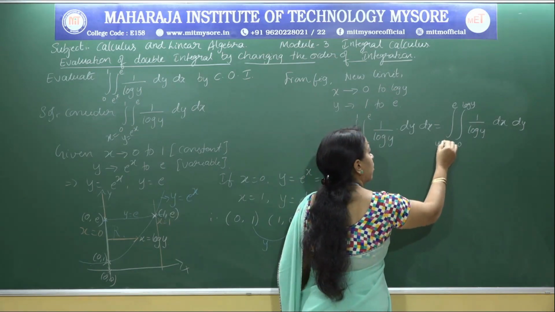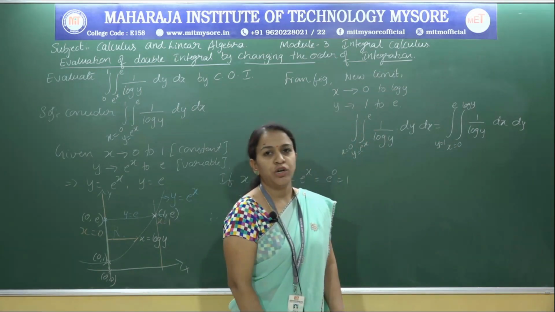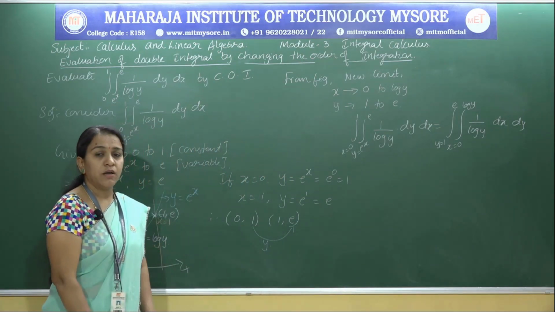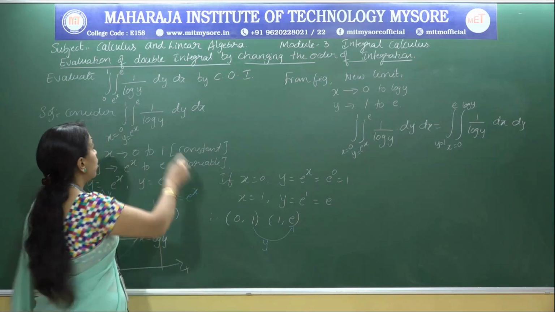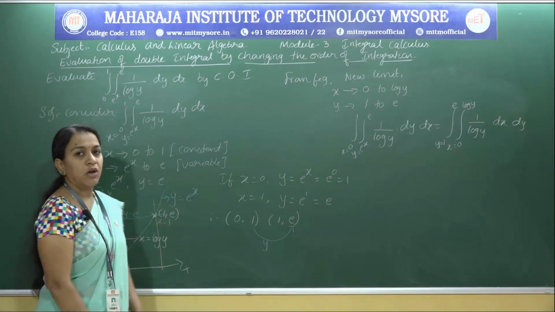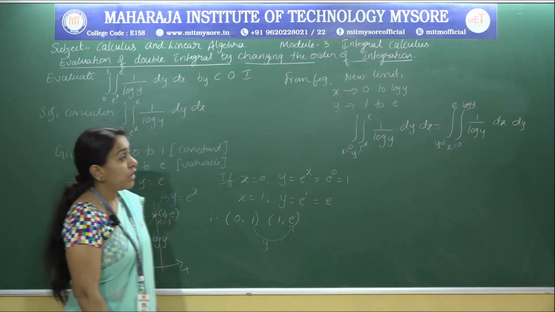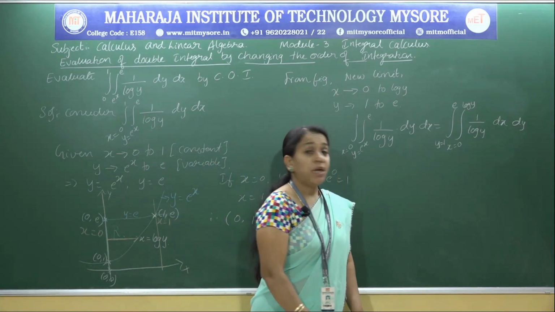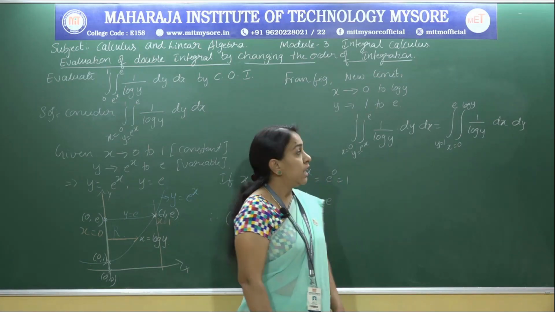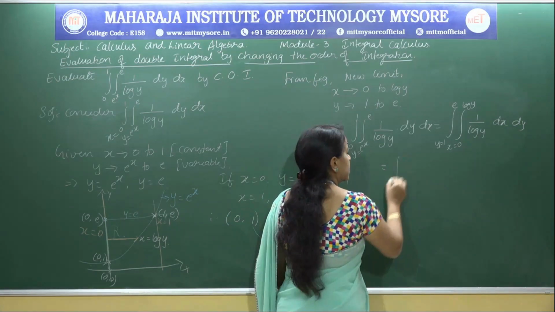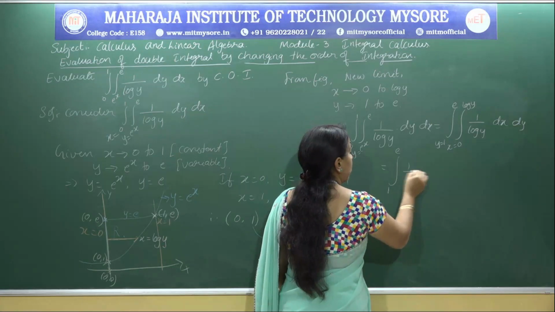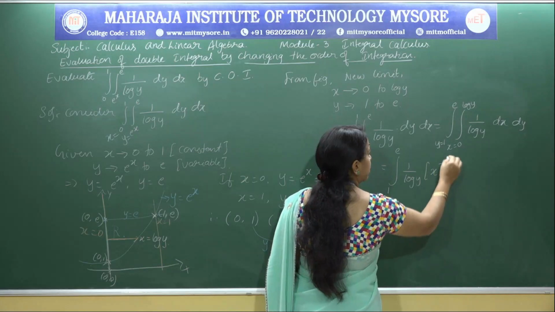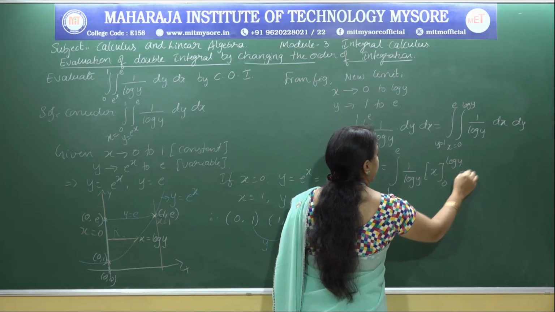So, keeping log y constant, we should integrate first with respect to dx. Before changing the order of integration, it is not easy to evaluate 1 by log y. If I change the order, then I can easily evaluate, keeping 1 by log y constant. Integral of dx is x, that is integral 1 to e, 1 by log y is constant, integral of dx is x between the limit 0 to log y dy.